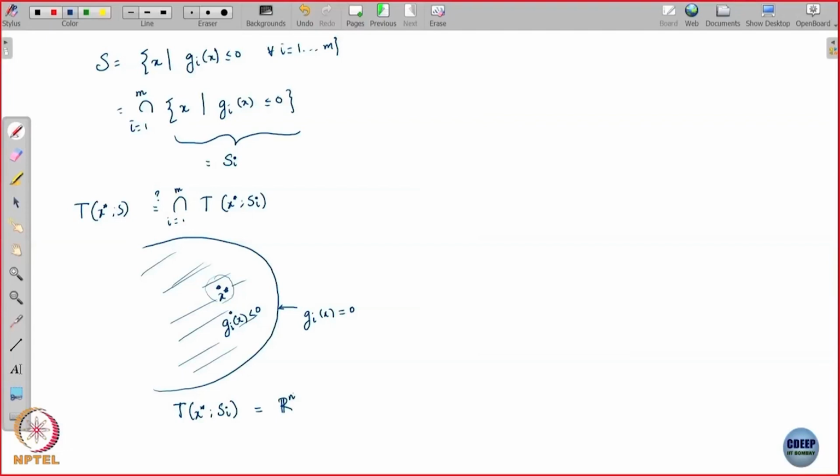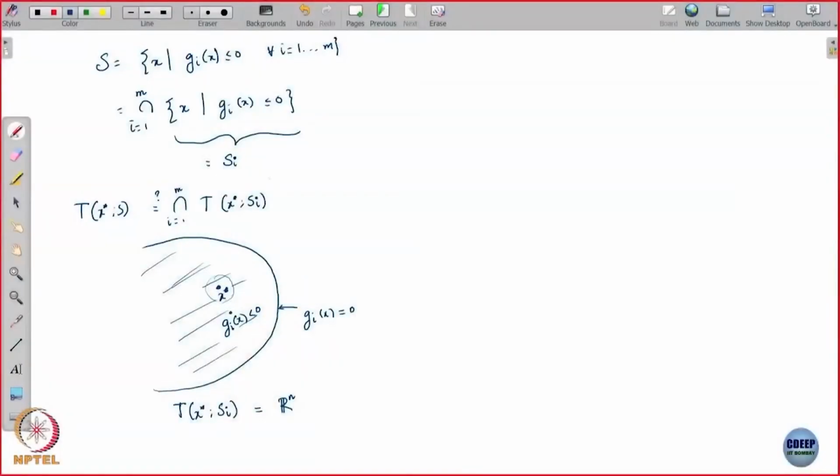So what this means is, if out of these sets or constraints G1 to Gm, any of them are satisfied with strict equality at x star, then the tangent cone with respect to those sets will not appear in this intersection, because the tangent cone there is just Rn. So this can be written in the following way.